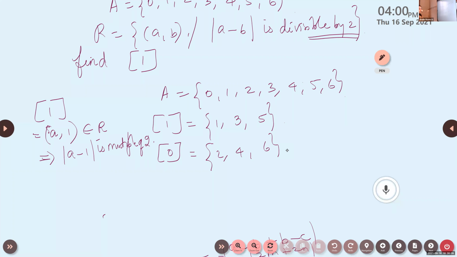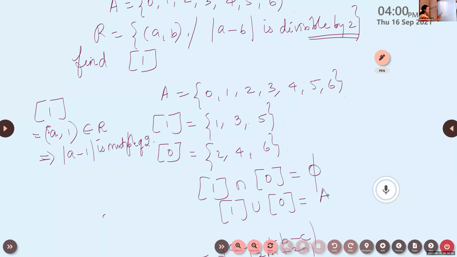Okay, so now look at this. When we divide by 2, the possible remainders are 0 and 1. So we can define equivalence class 1 and equivalence class 0. Now look here. What is the intersection? Is there anything common? No, isn't it? And what about its union? It will be the whole set.